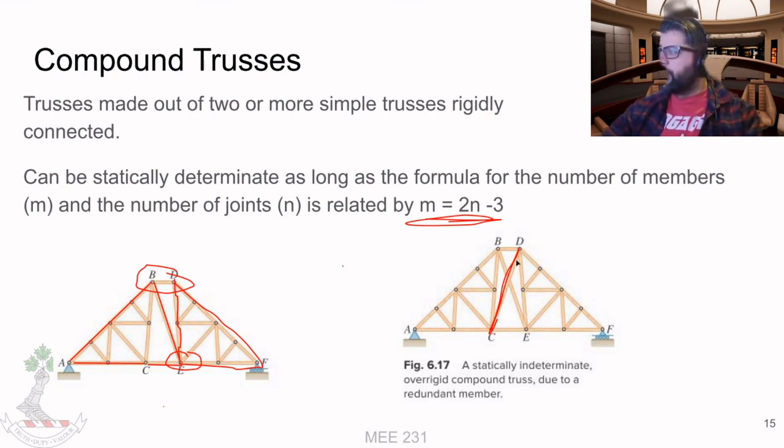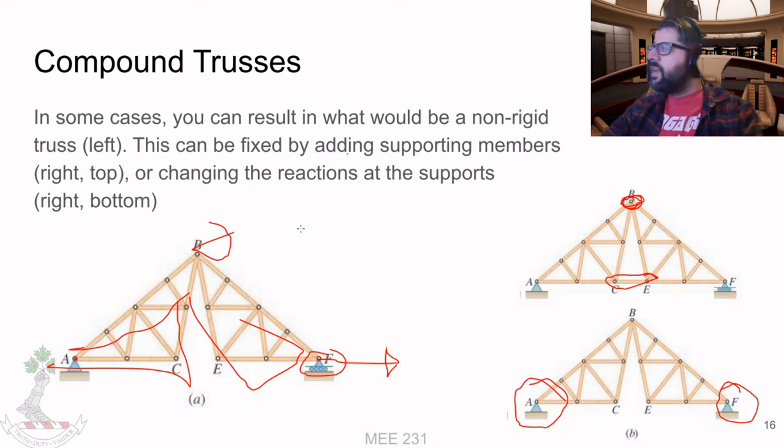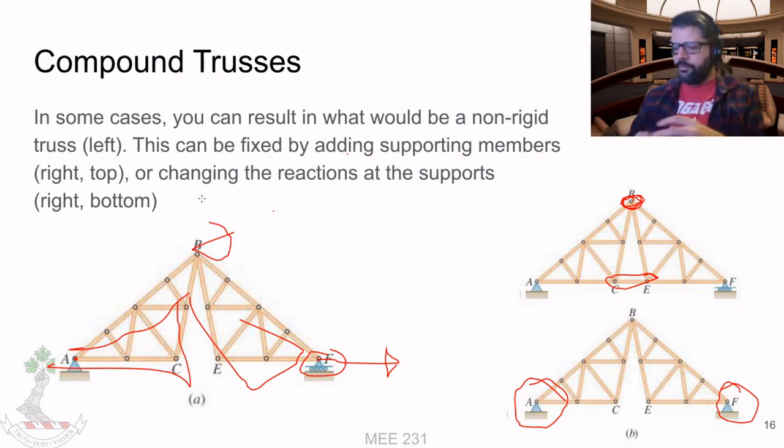As opposed to this one here where they did that and then added another redundant member, and everything got all screwed up as a result. So yeah, those are basically the two ways you can jam your trusses together in order to get new solvable trusses. And that's about it for trusses. So I'll go through a few examples and a little bit about how to solve via the method of the joints and the method of sections.